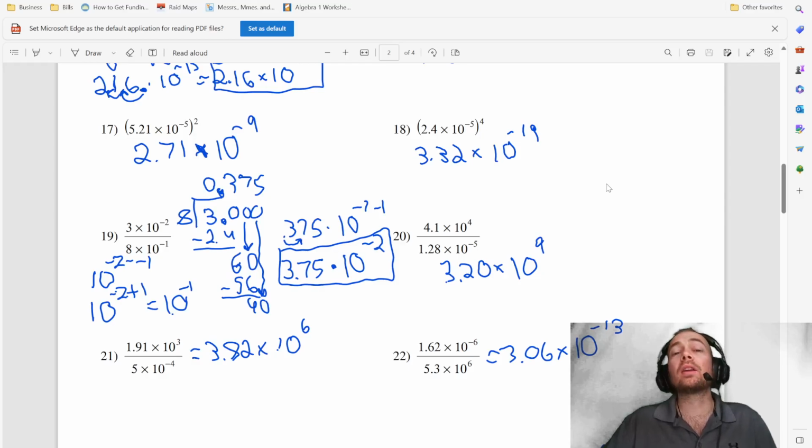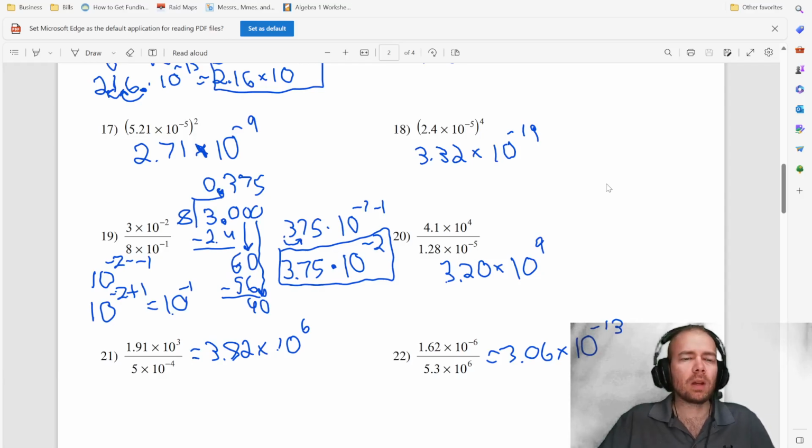Oh, and also the number on the left has to be at least 1. It can be equal to 1, but it cannot be less than 1. It has to be less than 10, it cannot be 10. 9.99 is fine, but 10 is no bueno, because you could just move the decimal place over one more space and then you have a 1. So only numbers from 1 up to, but not including, 10.